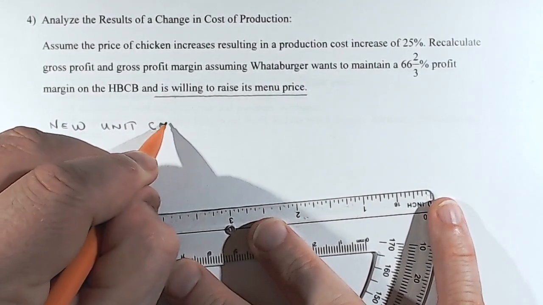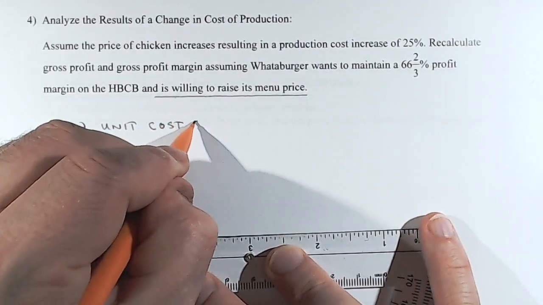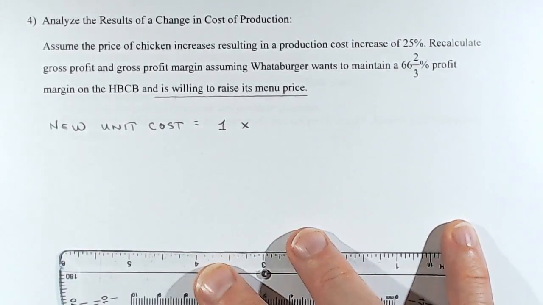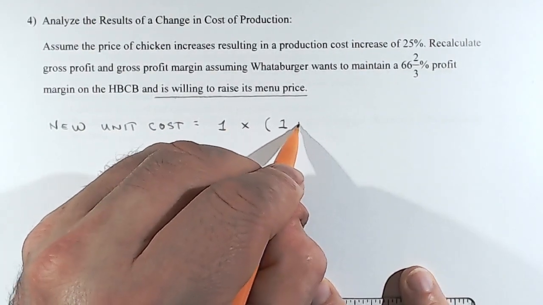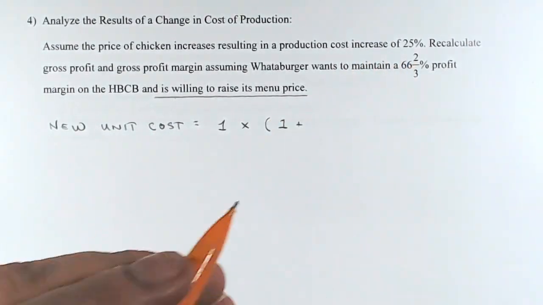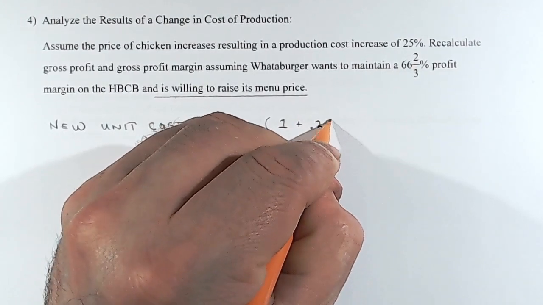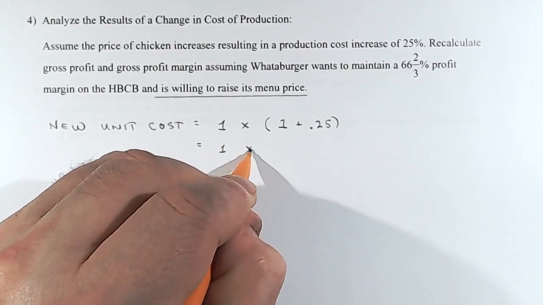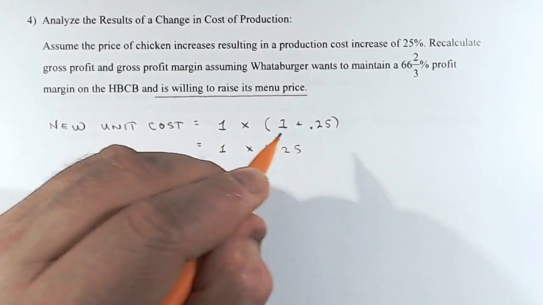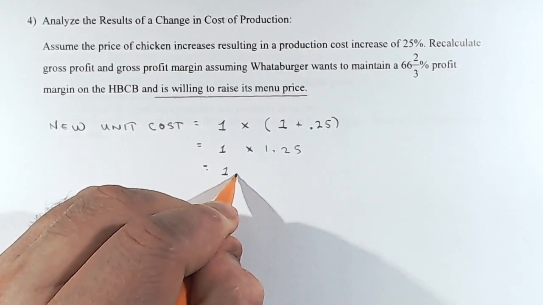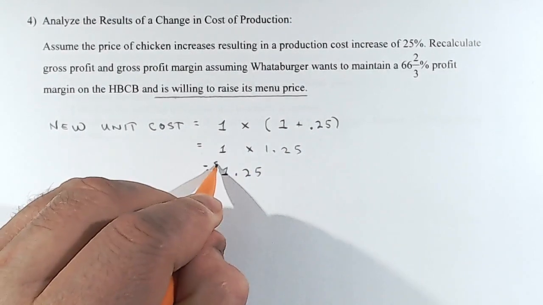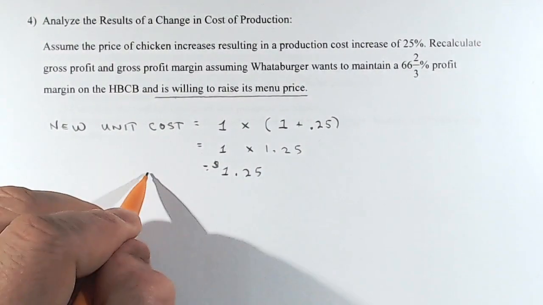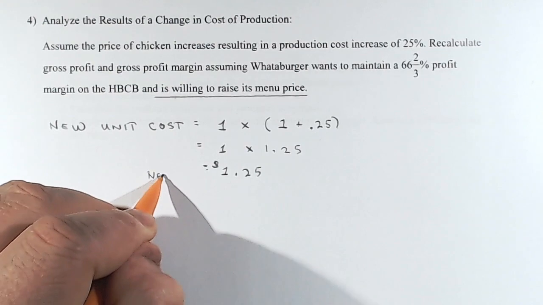Well, in a previous part of the problem, we were told that the original unit cost was $1. And what we're going to do is multiply it by 1 plus the increase in the price as a decimal, so 1 plus 0.25. And so the new unit cost is $1 times 1.25. This is pretty simple. It's just 1.25, and that is $1.25 per unit. That's the new unit cost. Okay, so this is the new cost.